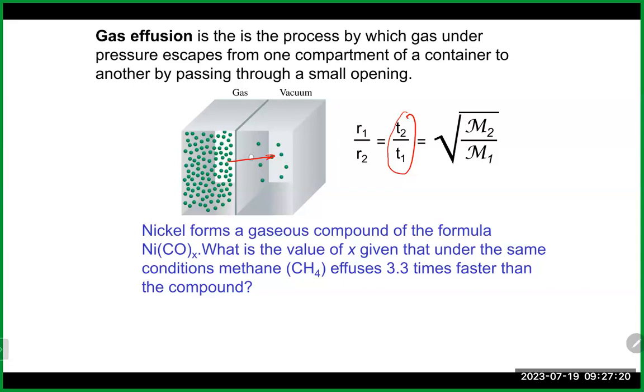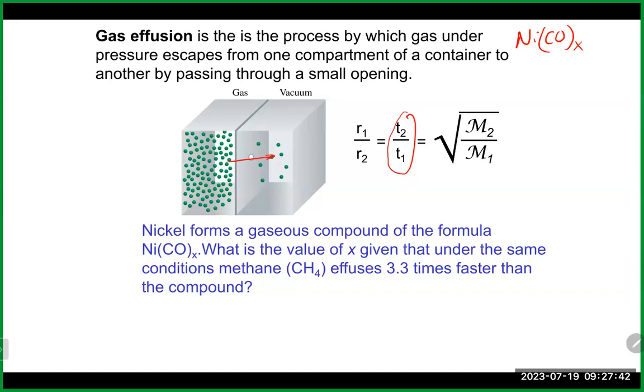So in this case, if we look at a problem like this: nickel forms a gas compound with a formula of NiCO(X). What is the value of X under the same conditions? Methane goes 3.3 times faster than that compound.